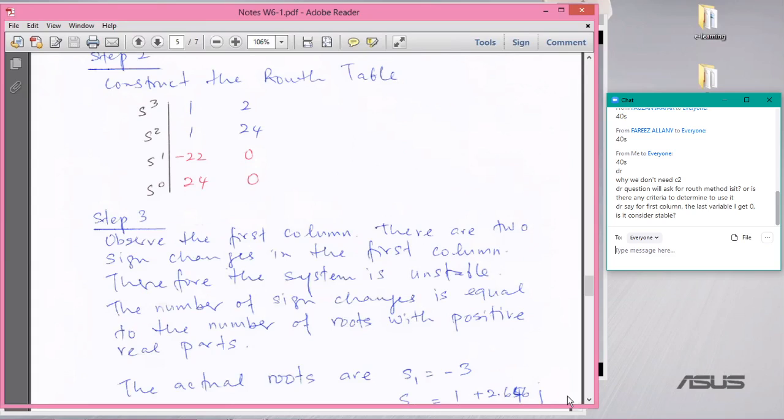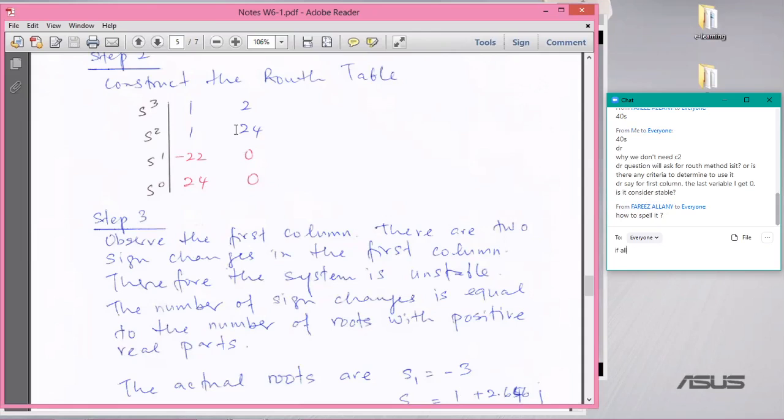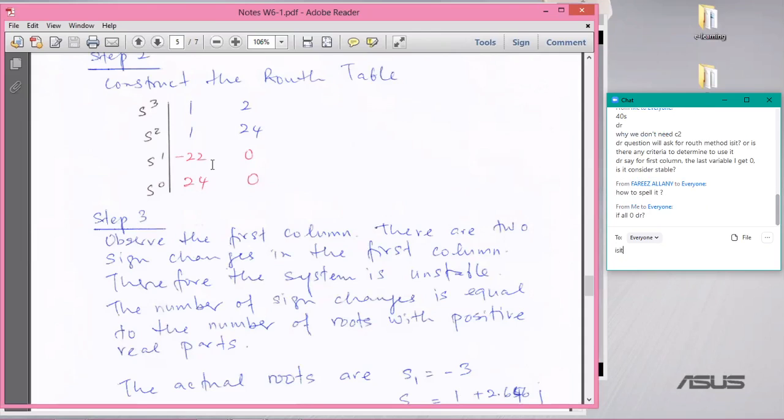The last variable I get 0, is it considered stable? If you have 0, then the system is marginally stable. See, if you have positive, positive, positive, and one element is 0, then that indicates that the system is marginally stable. One of the roots lie exactly on the imaginary axis if you have 0 in the first column. I hope I answered that question. So here you have two sign changes. So that is unstable.